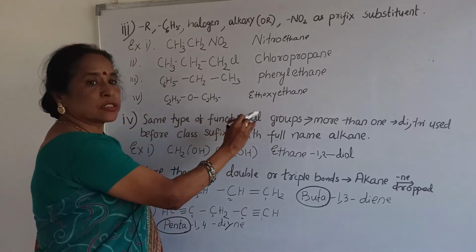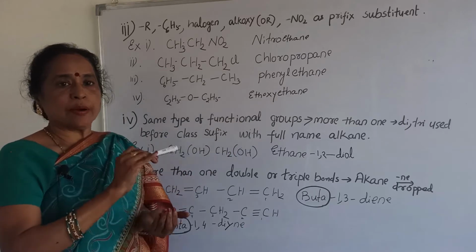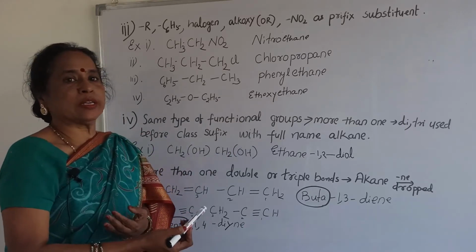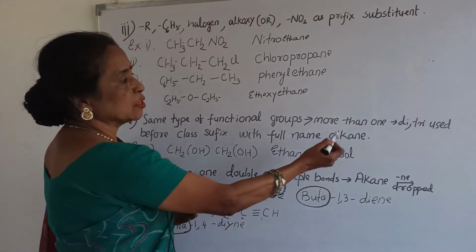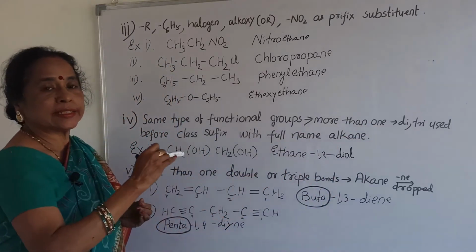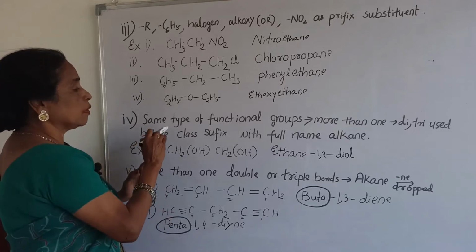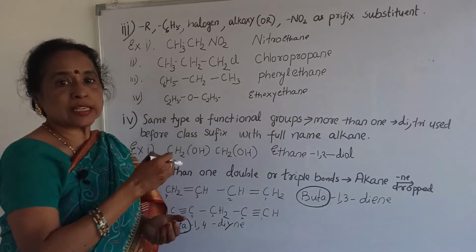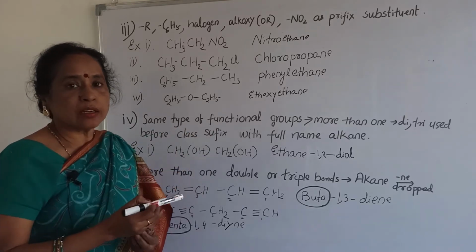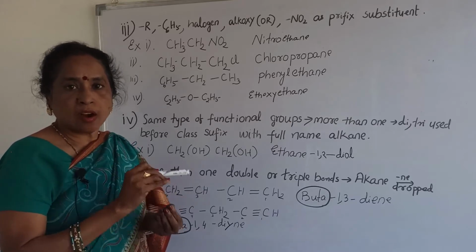Same type of functional groups. If more than one is present, then what happens? You will use the words di, tri, tetra, like this. But where will you use them? Before the class suffix. Then what is the class suffix here? Suppose alcohol, OL, acid, oic acid.